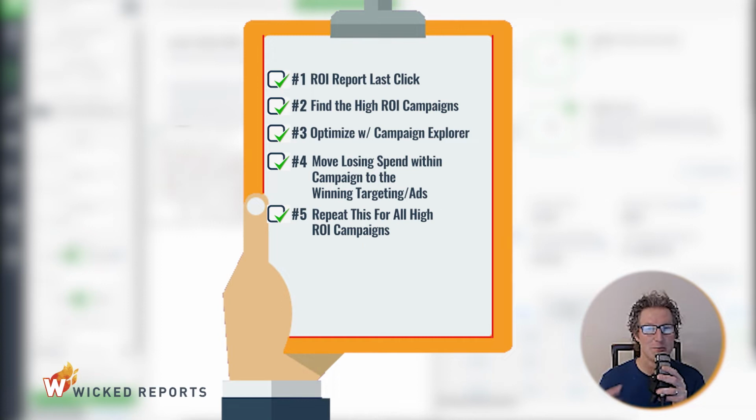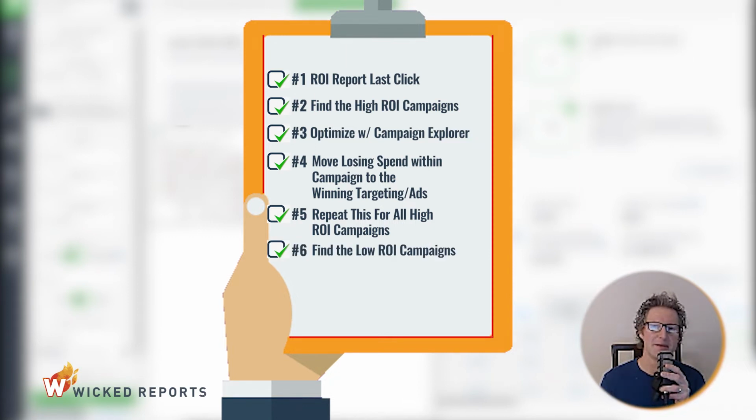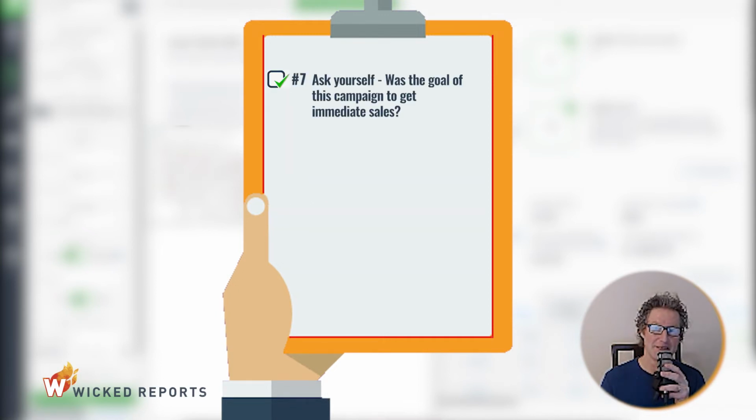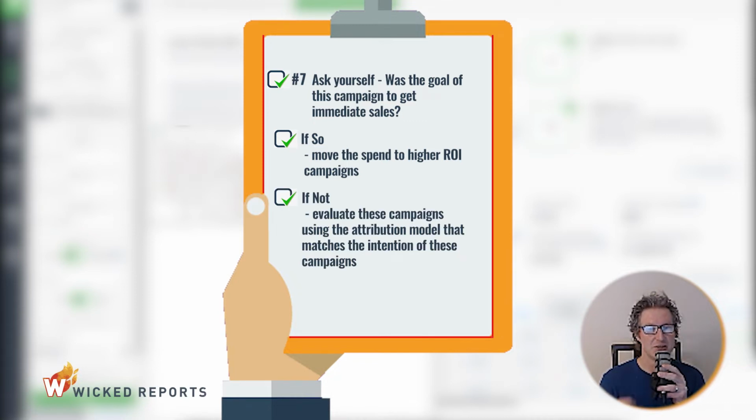The 5th step is to repeat this process for all the high ROI campaigns that are meant to get last click sales. The 6th step is to find the low ROI campaigns using last click. And the 7th step is to ask, was the goal of this campaign to get a last click sale? Because if it is, you want to stop spending there and move the spend to the higher ROI campaigns. And if the goal was not a last click, such as your top of the funnel campaigns or your mid funnel campaigns, then you can just ignore these low ROI numbers and evaluate those campaigns using the correct attribution model.